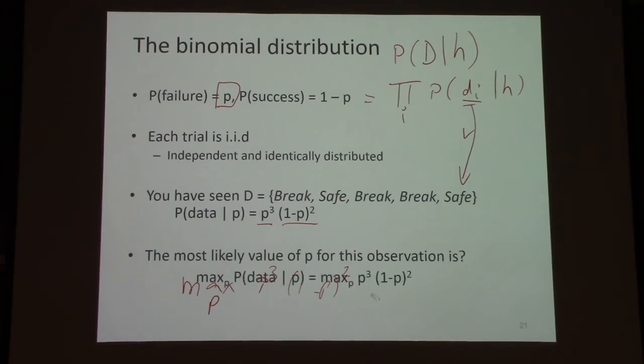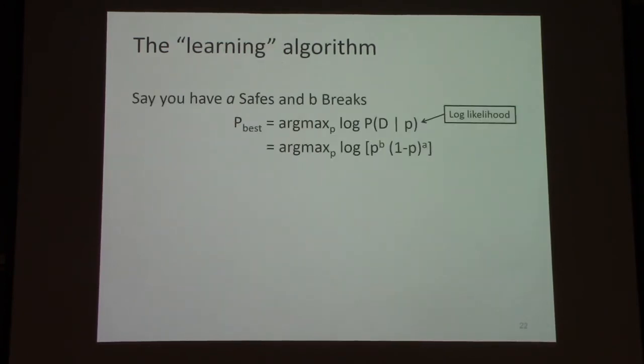It turns out that it's actually easier if you maximize the log likelihood. In general, if you have A successes and B failures, I can write the likelihood as p to the power b times (1 minus p) to the power a, because little p, remember, is the probability of break.